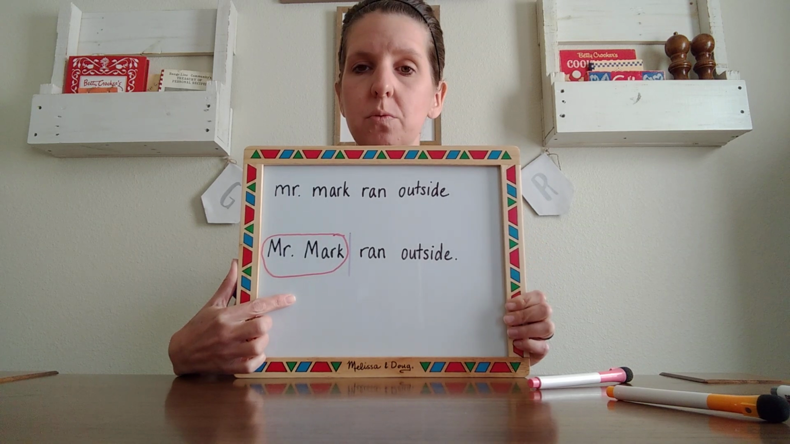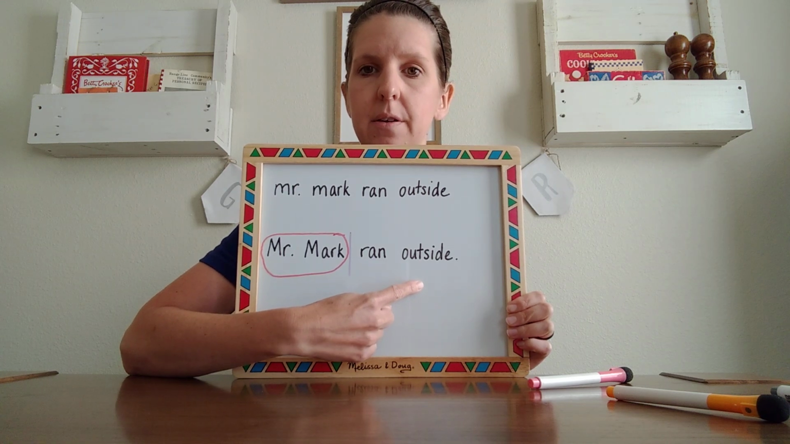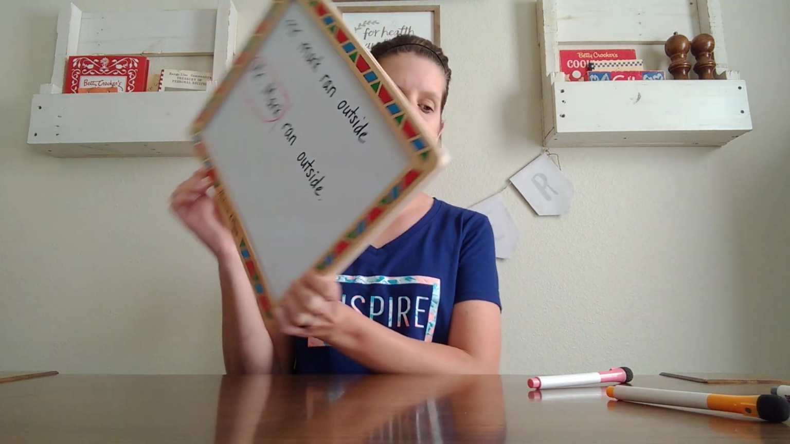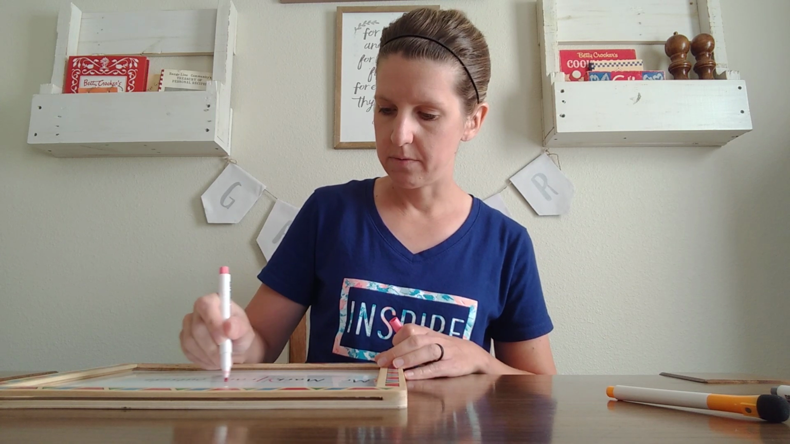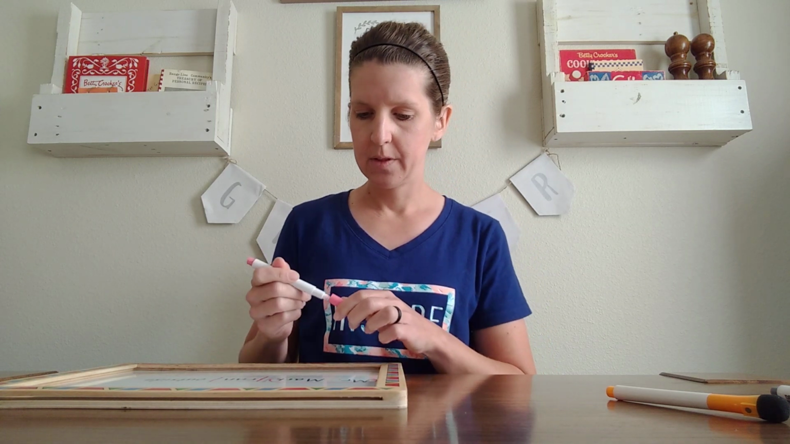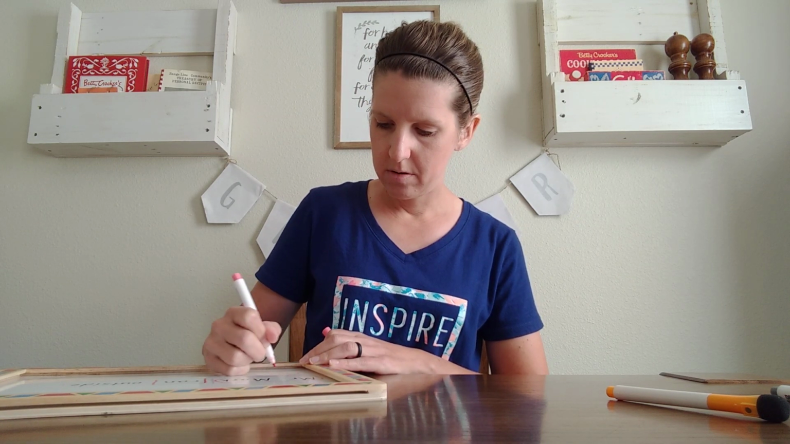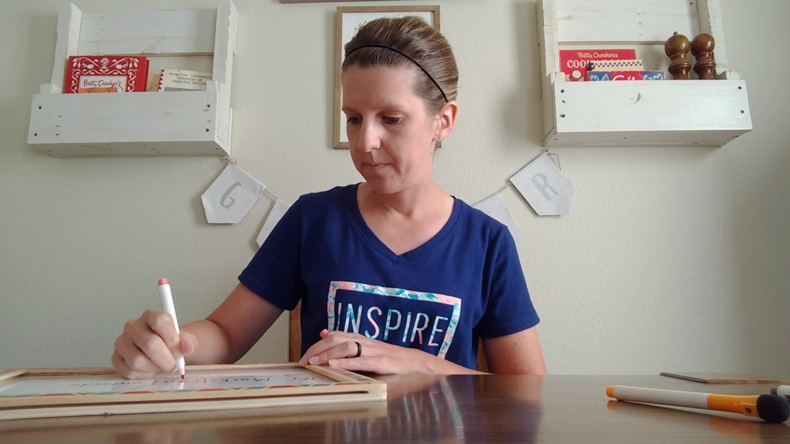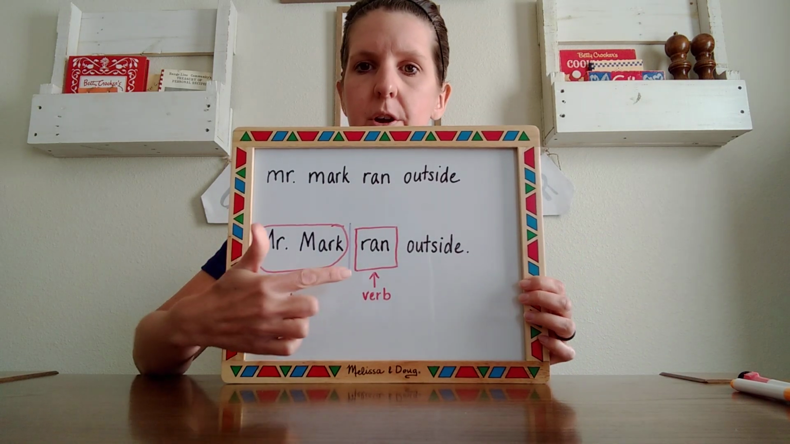And what did he do? What's the action? I have 2 words left I can use, ran or outside. My verb is ran. That's what he did. Okay, so now I'm going to draw a box around ran. Okay, so I have my noun and my verb. Hold this up so you can see it. Okay? So Mr. Mark ran outside.